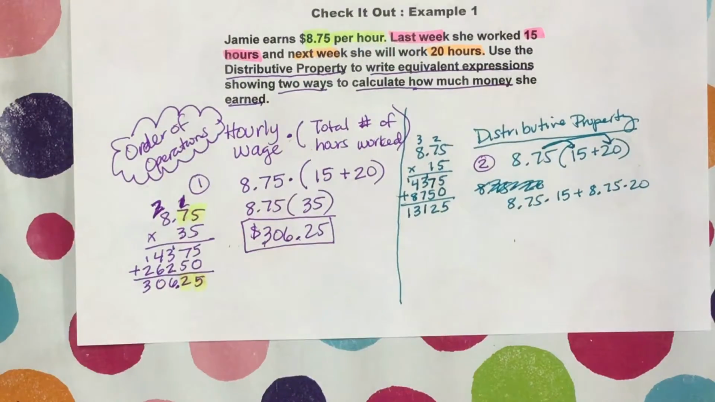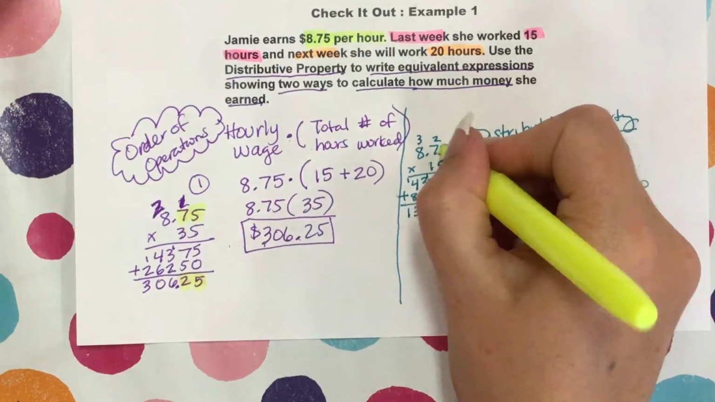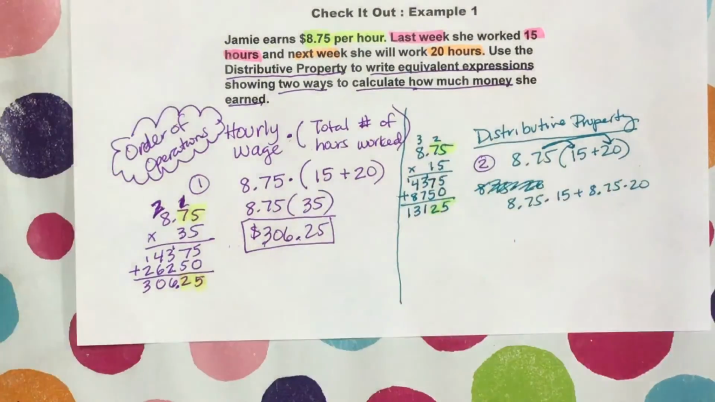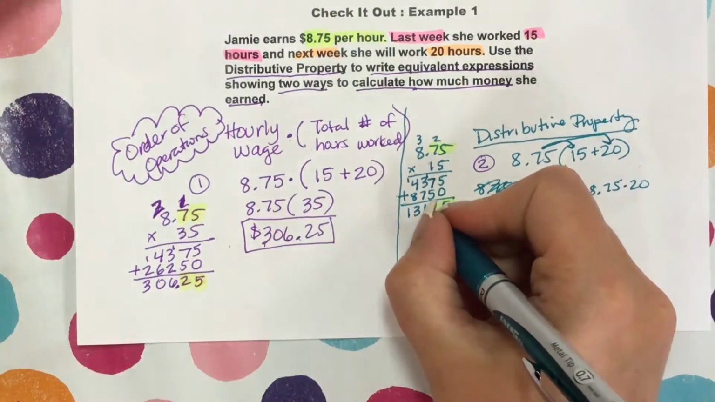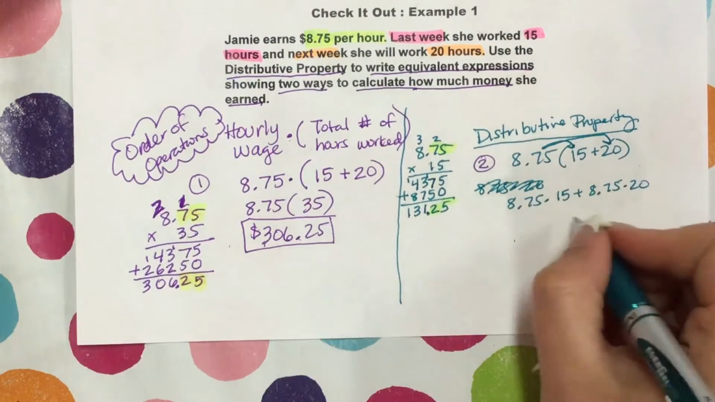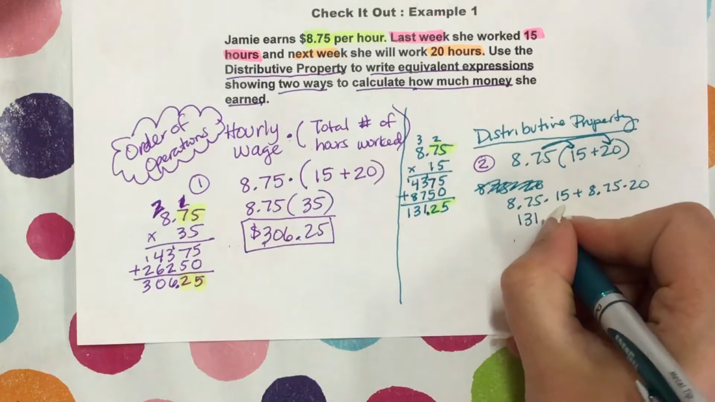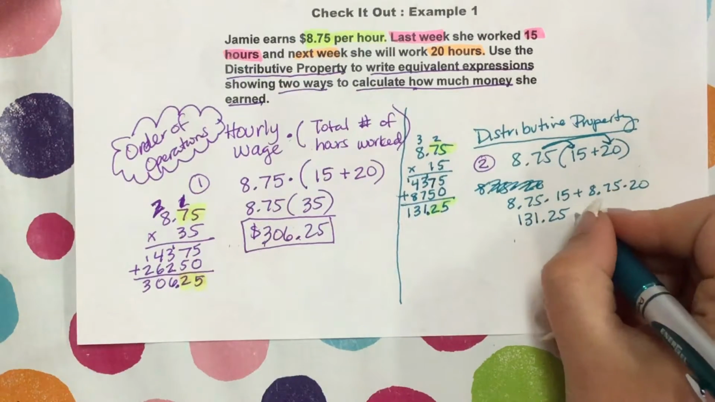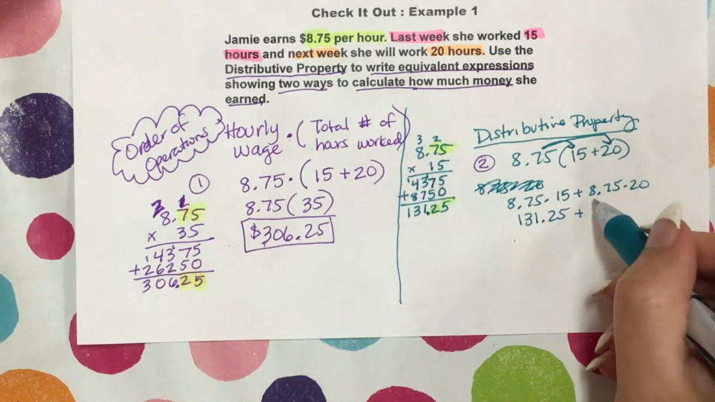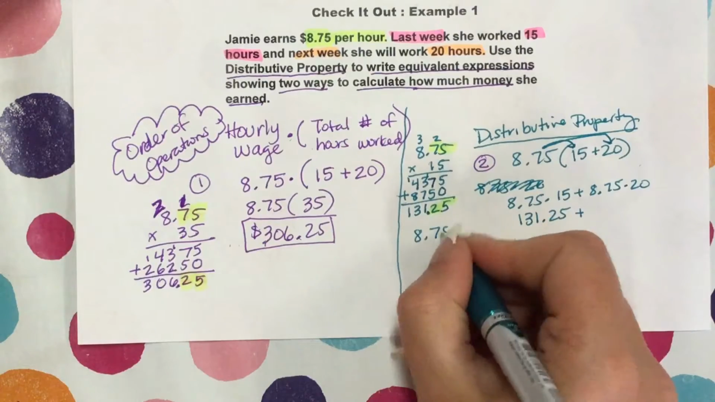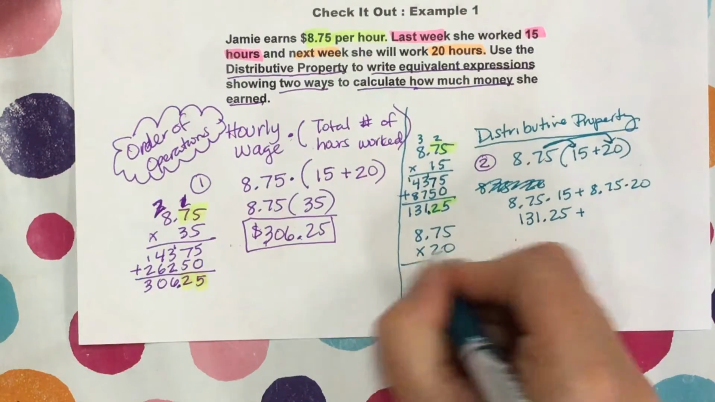Okay, perfect. Now I just need to figure out the decimals. So there's 2 decimal places here, which means in my answer there's going to be 2 decimals. So it ends up being 131.25. So 8.75 times 15 is 131.25. Plus, now I need to figure out this, 8.75 times 20. So 8.75 times 20. Okay?